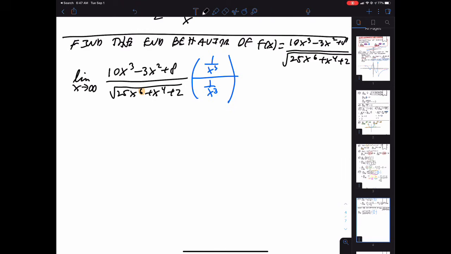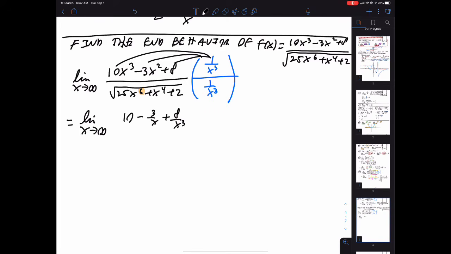All right, let's take a look and see what happens. The limit as x goes to infinity. Now distribute that 1 over x cubed here. You would get 10 minus 3 over x plus 8 over x cubed. Now the bottom is where it becomes interesting. And here's where I want to do some side work and show you something.